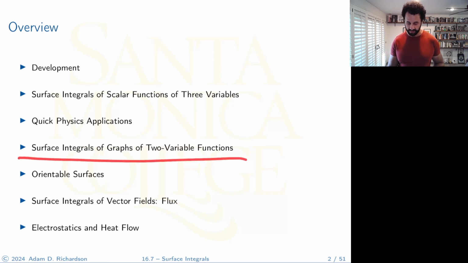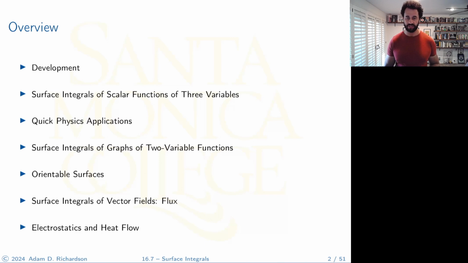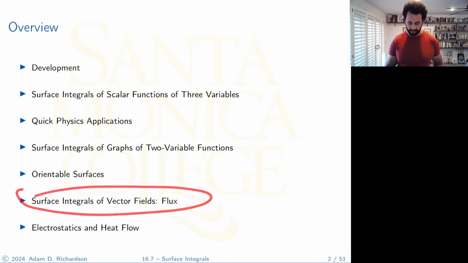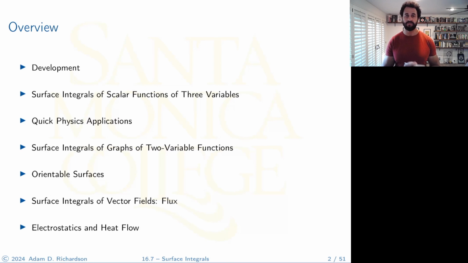We'll do surface integrals of graphs of two variable functions, so graphs that are basically of the form z equals f of x, y. We're going to talk about orientable surfaces because we need to be able to orient our surfaces in order to talk about flux. Then at the end, we'll talk about surface integrals of vector fields, which is basically telling us the flux, which is kind of like how fast stuff is passing through a surface. And then we'll finish up with a brief talk about electrostatics and heat flow, which you will see in much, much more detail in your engineering classes.